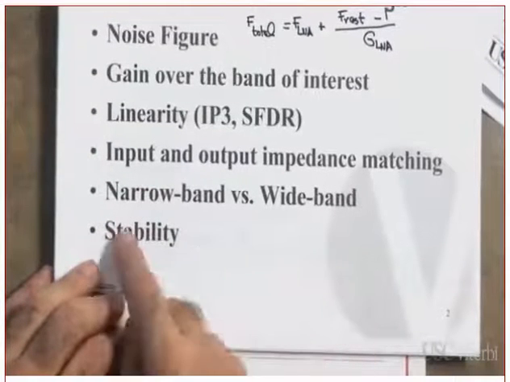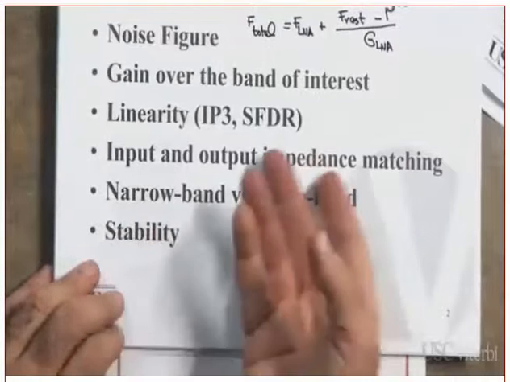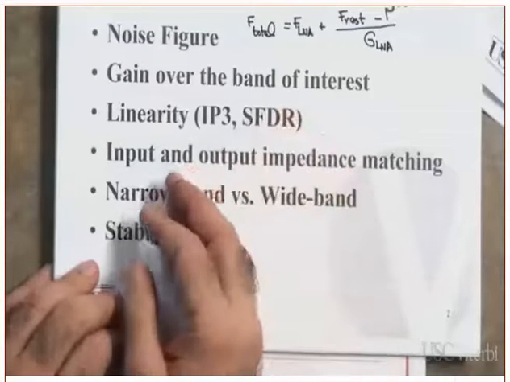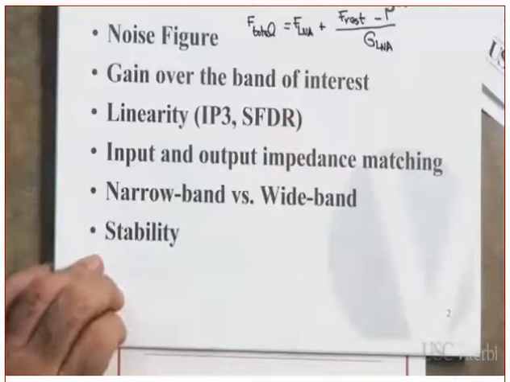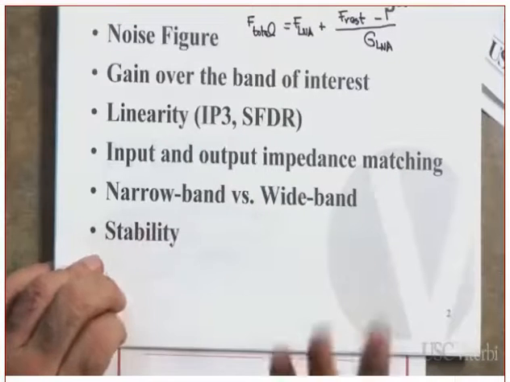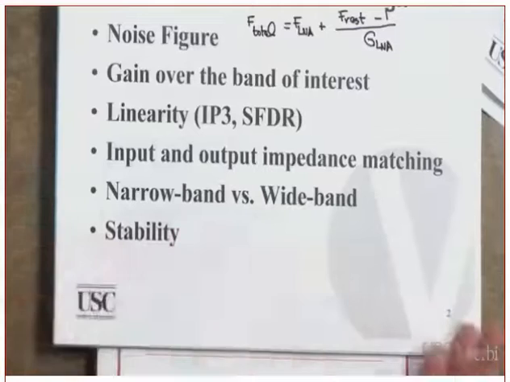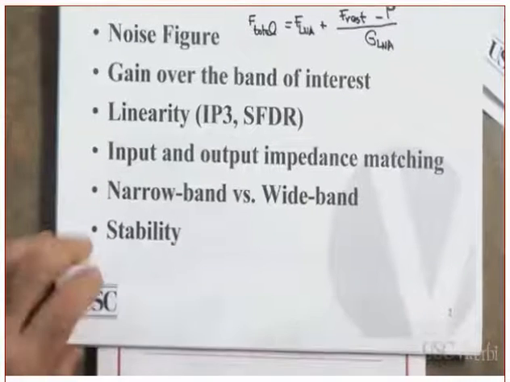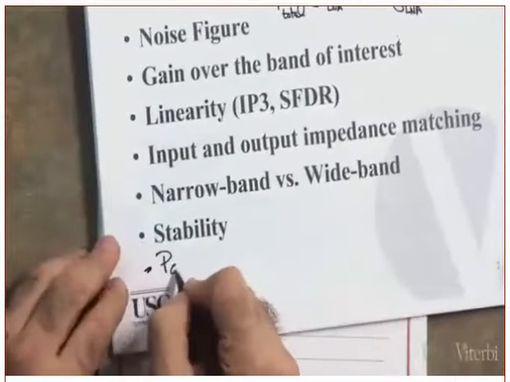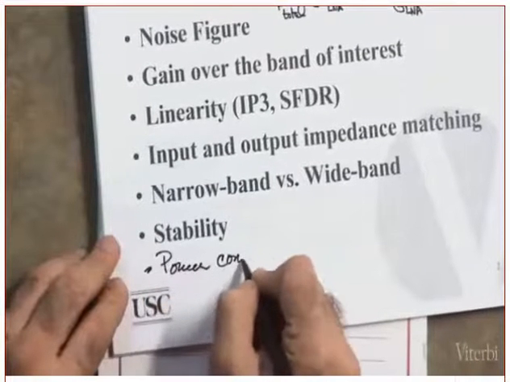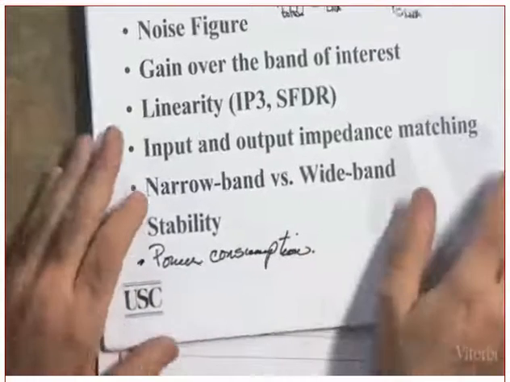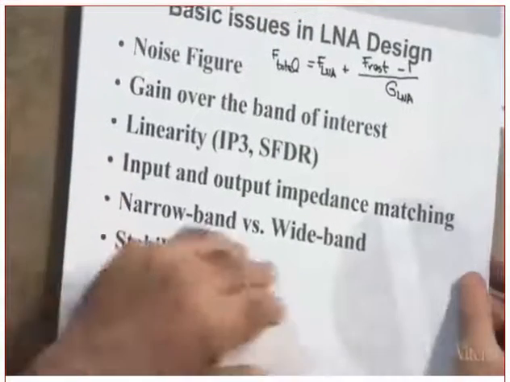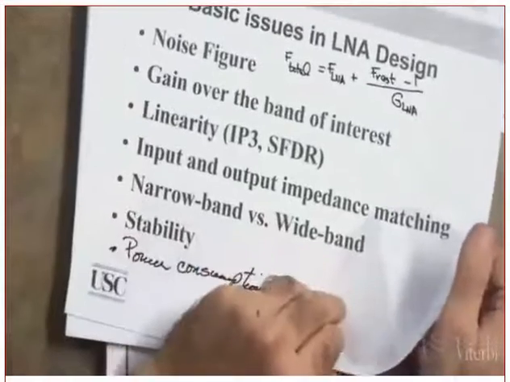Of course, we also need to deal with, and we will see that when we get there, whether the low noise amplifier is going to support a narrow band or a wide band. And also we deal with stability. Stability, by the way, in all circuits, you need to worry about whether your system is stable or not. And of course, also the power consumption. Again, we want to minimize the power consumption. Clear so far? Okay, good.